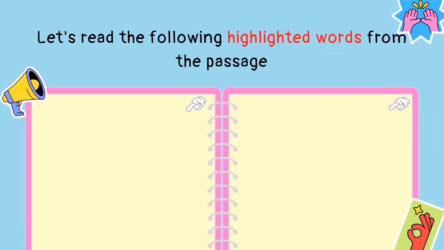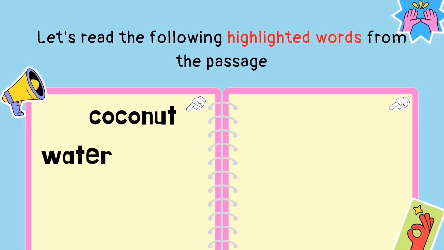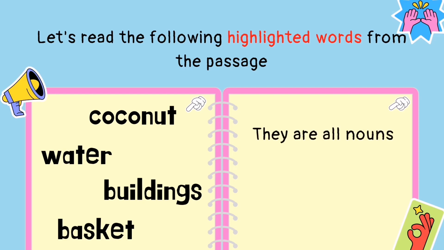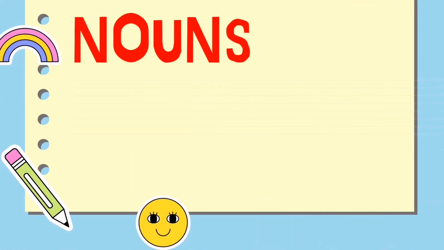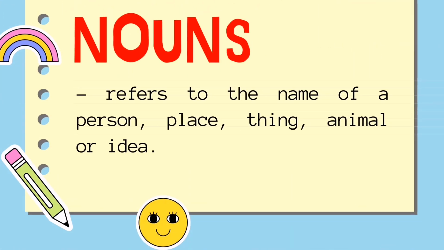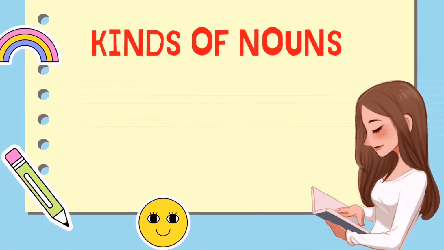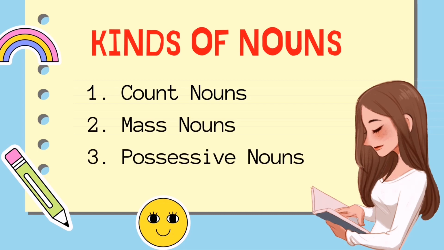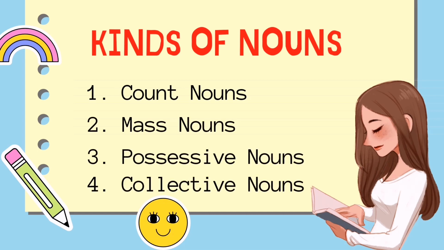So what do you call the highlighted words mentioned in the passage? Let's read the following highlighted words from the passage. So we have the coconut, water, buildings, basket, and they're all nouns. Nouns are naming words. It refers to the name of a person, place, thing, animal, or idea. So there are different kinds of nouns. The kinds of nouns that we are going to discuss are the count nouns, mass nouns, possessive nouns, and collective nouns.